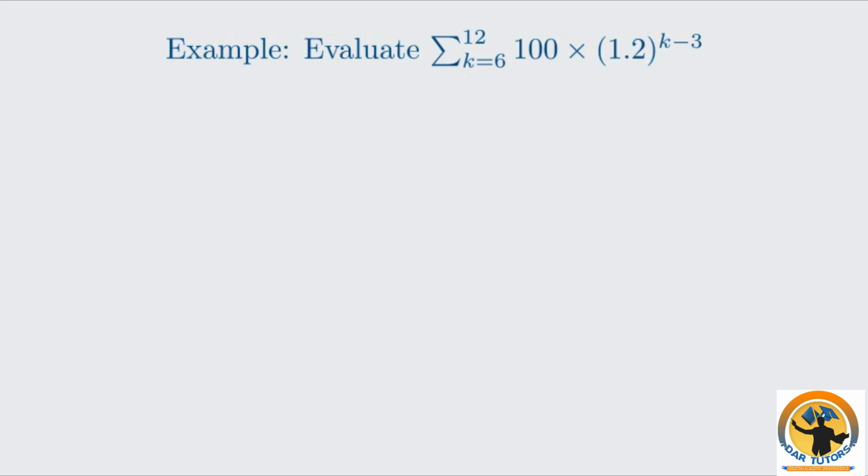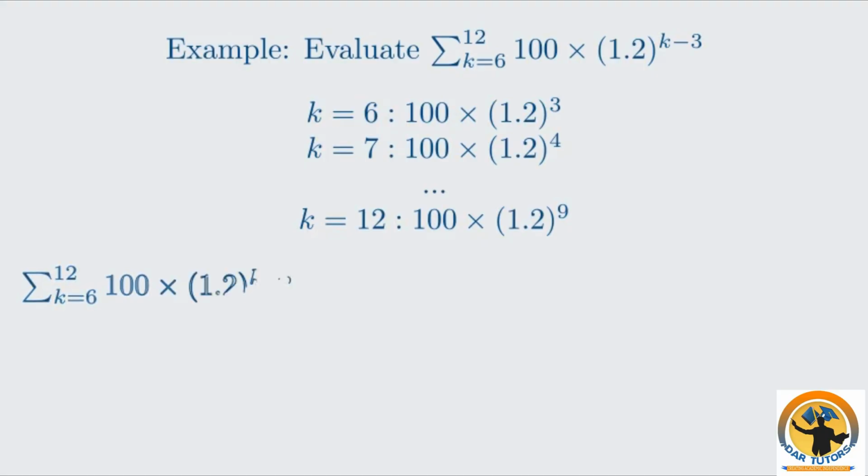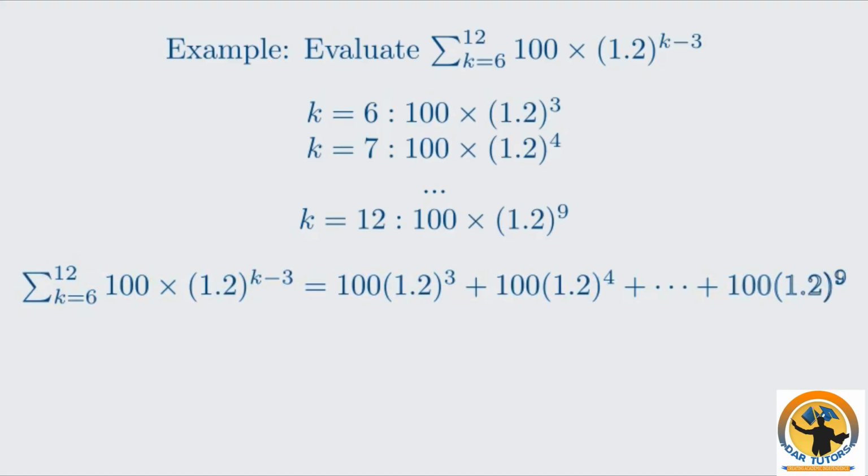The first is to simply expand the series. We substitute k equals 6, 7, 8, and so on, up to 12, into the general term. This gives us a series of 7 terms. The expanded series is 100 times 1.2 cubed, plus 100 times 1.2 to the 4th, and so on, up to 100 times 1.2 to the 9th. This is a geometric series.